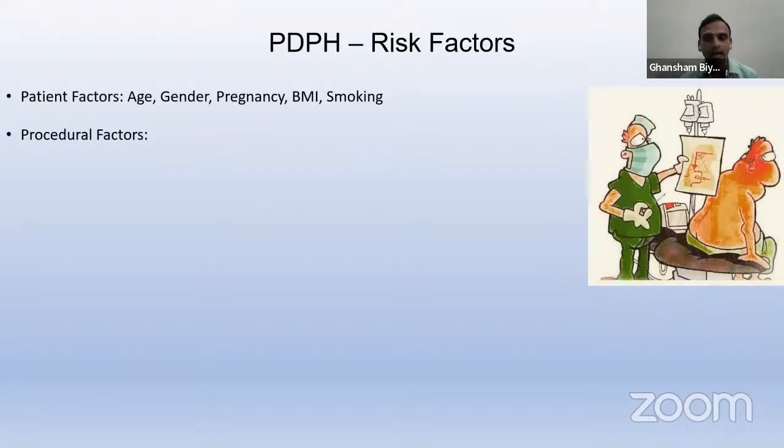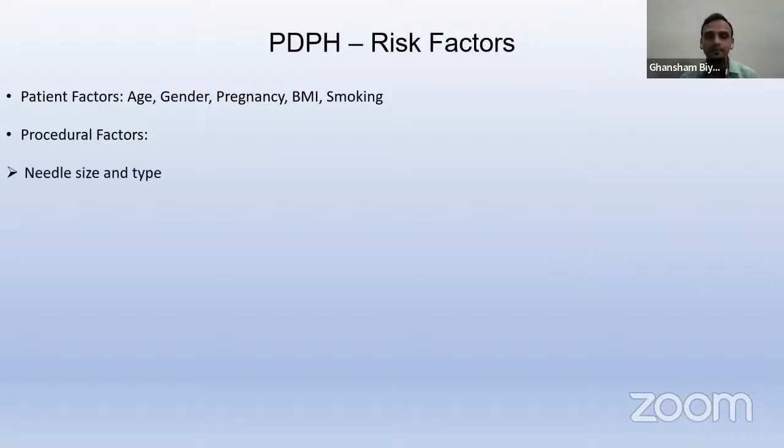How about BMI? We had a patient who had a BMI of 41 when we were discussing the second case. But remember, it is the low BMI which is said to be a risk factor, but high BMI is not a risk factor for the development of PDPH. And when it comes to smoking, smokers are at a higher risk of developing PDPH. Sorry, the non-smokers are at a higher risk of developing PDPH compared to the smokers. So those are the patient risk factors.